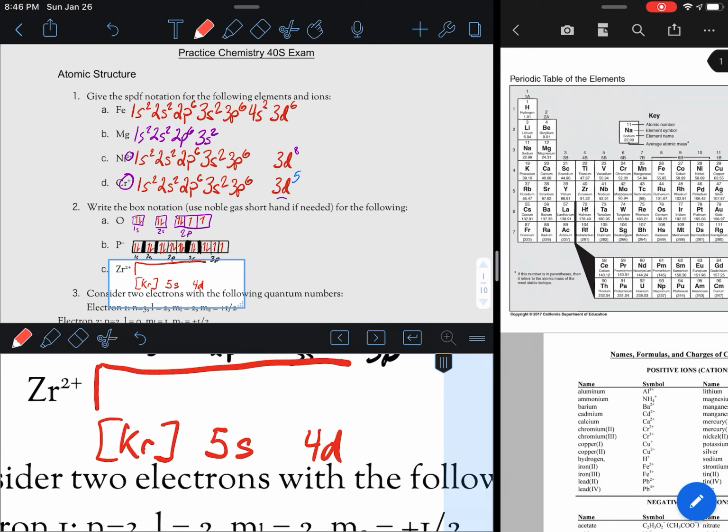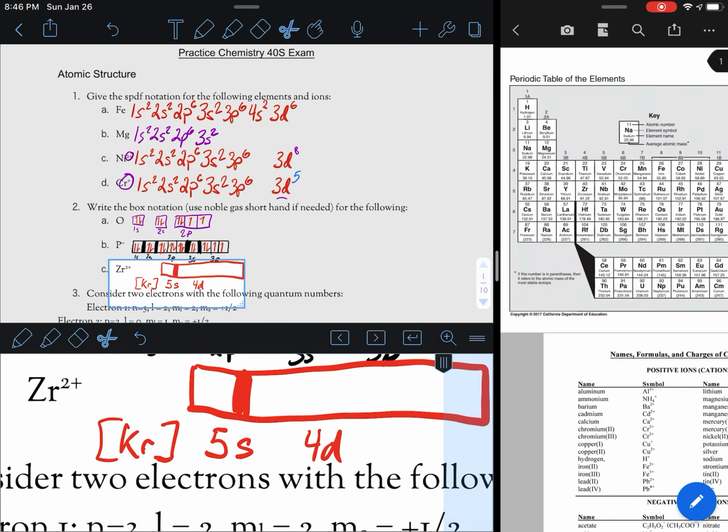So I'm going to draw out my diagram here. I've got the 5s orbital here, and then I've got my 4d orbital. So 1, 2, 3, 4, 5. Okay, get some electrons going. Normally zirconium is number 4 in the row, so we would normally expect 4 electrons in zirconium. Okay, that looks all right.